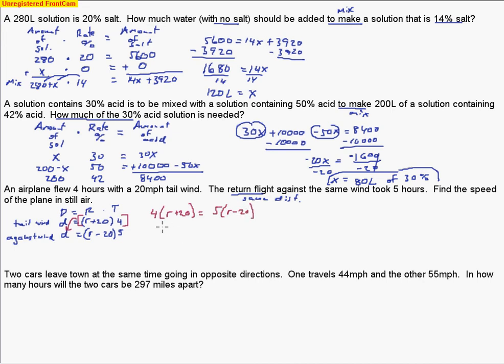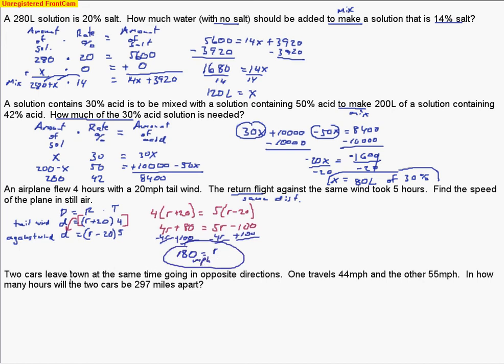And I go ahead and distribute, so now I have 4r plus 80 equals 5r minus 100. And so now I go ahead and solve, by just doing opposite operations here, so subtract 4r from both sides, and I'll go ahead and add this 100 to both sides. And so now I've got 180 equals r, and that's my answer. Right there, gave it to me. So 180 miles per hour.